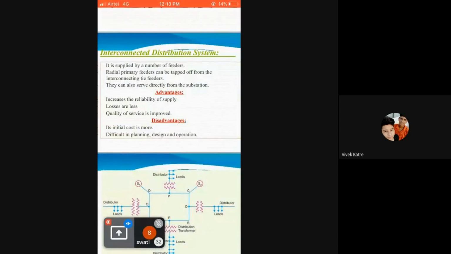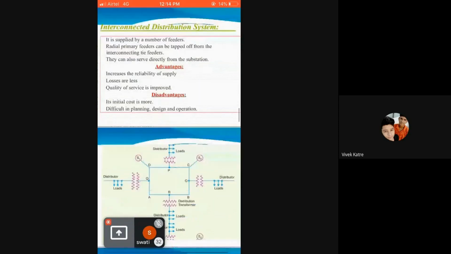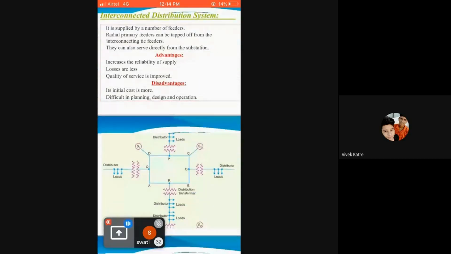Let us discuss the disadvantages. The first one is that it is difficult to design as compared to the design of the radial system. You can conclude this by seeing this diagram of the connection of the radial and ring loop distribution systems. The connection is a little complex when we compare it to the ring main system.